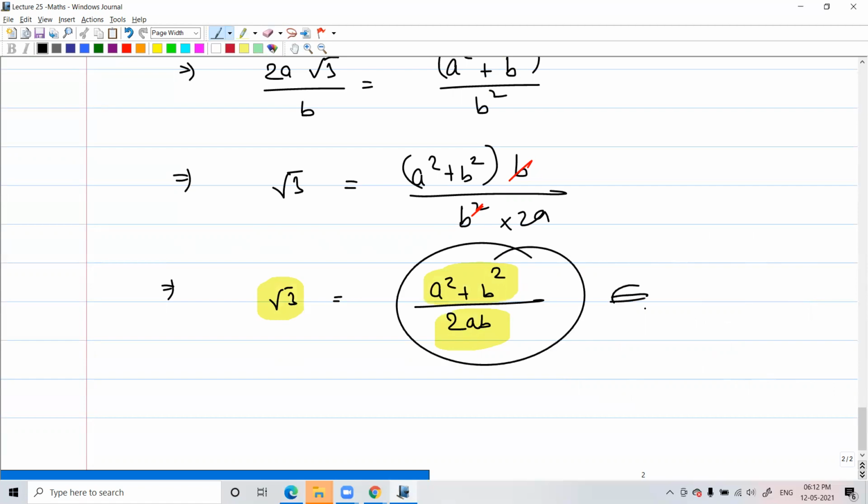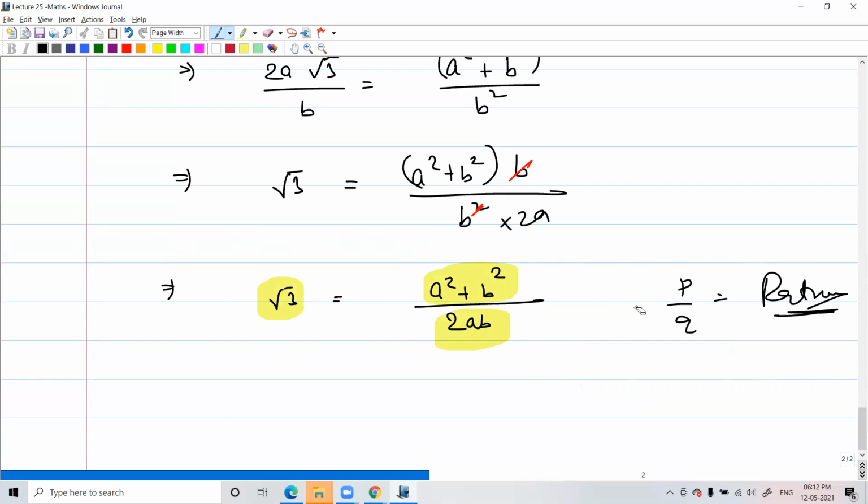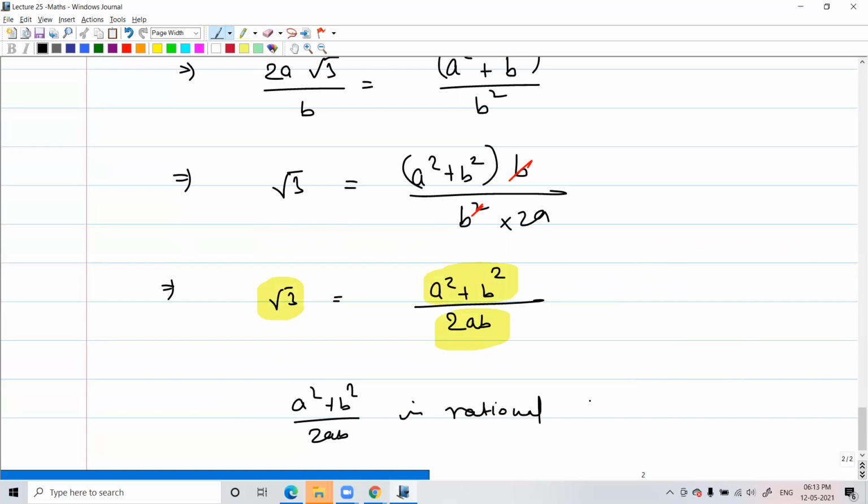That's why it is rational. We have talked about this kind of form. So this is like p by q, which is a rational number, because a square plus b square is also an integer. We can say a square plus b square by 2ab is rational. Why? Because a and b are integers, and we know b is not equal to 0.